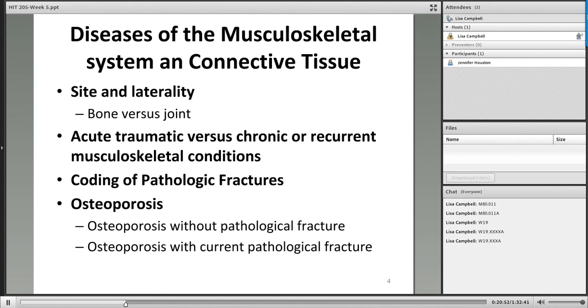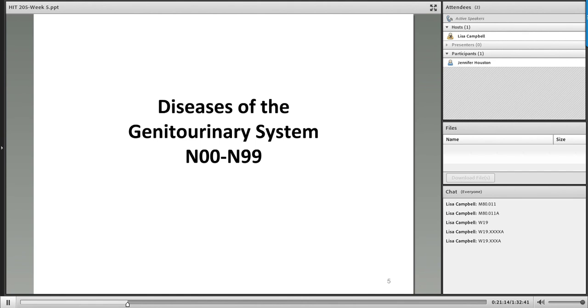Again, I want to emphasize that over here, we're not talking about traumatic fractures. We're talking about pathological fractures. Patients that have pathological fractures are the result of a disease process. That disease process has caused their bones to be weakened, which makes them more prone to fractures. All right, so that was all for the musculoskeletal system. On to the nervous system.